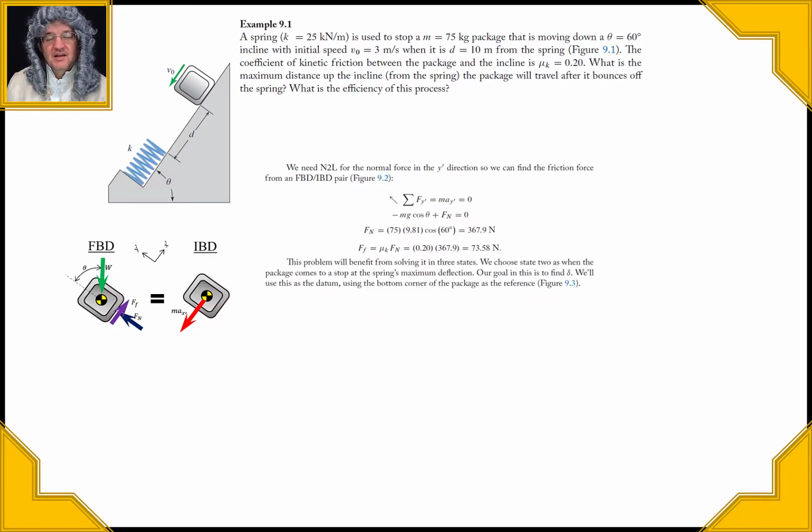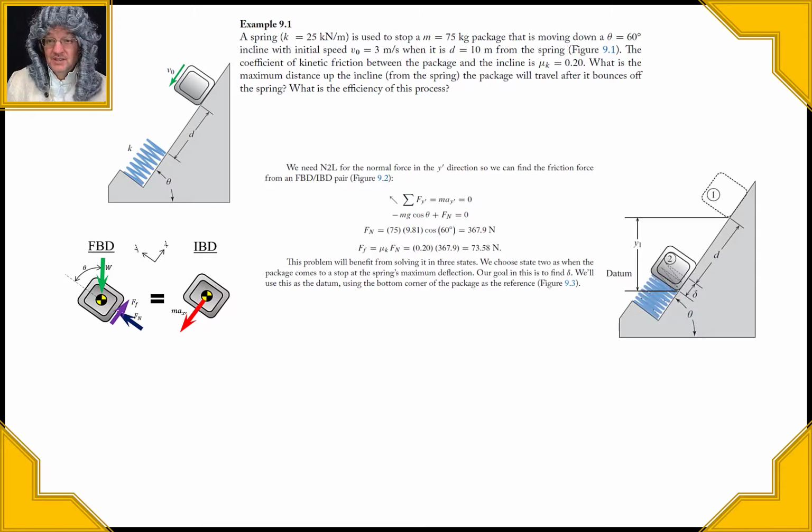So this is going to benefit us if we solve it in 3 states. So we're going to start with state 1 where it starts at the top, right? And state 2 is when the spring is completely compressed, right? And our initial goal is to figure out, okay, how much does it compress? And we'll use that as the datum, right? So it's nice to go to the very bottom to use the datum right here.